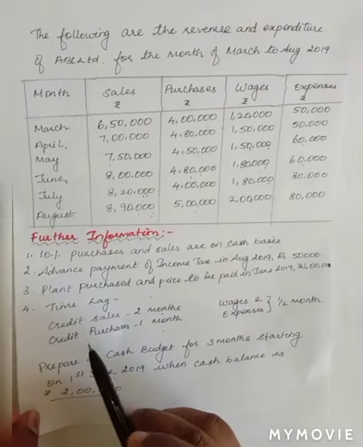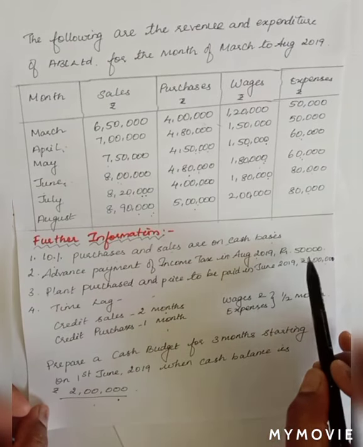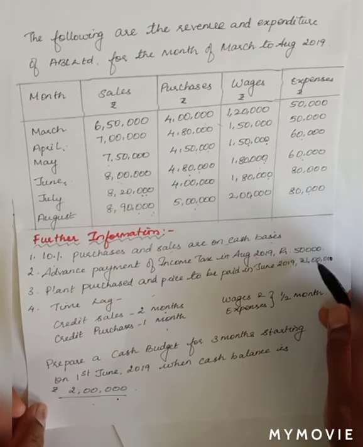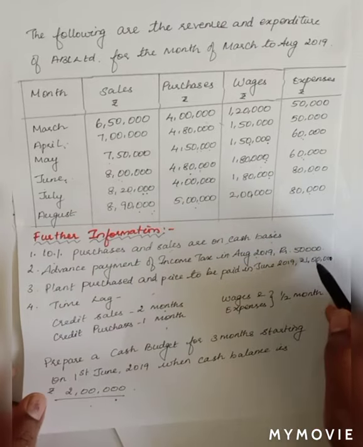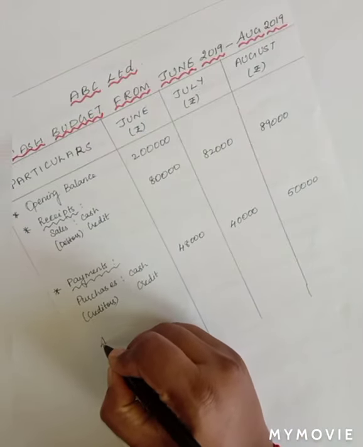Okay, so coming back to the question, see the next adjustment. Advance payment of income tax in August 2019, 50,000. Okay, which means that in August 2019 you have to pay tax of 50,000. Okay, August 2019. So advance tax.